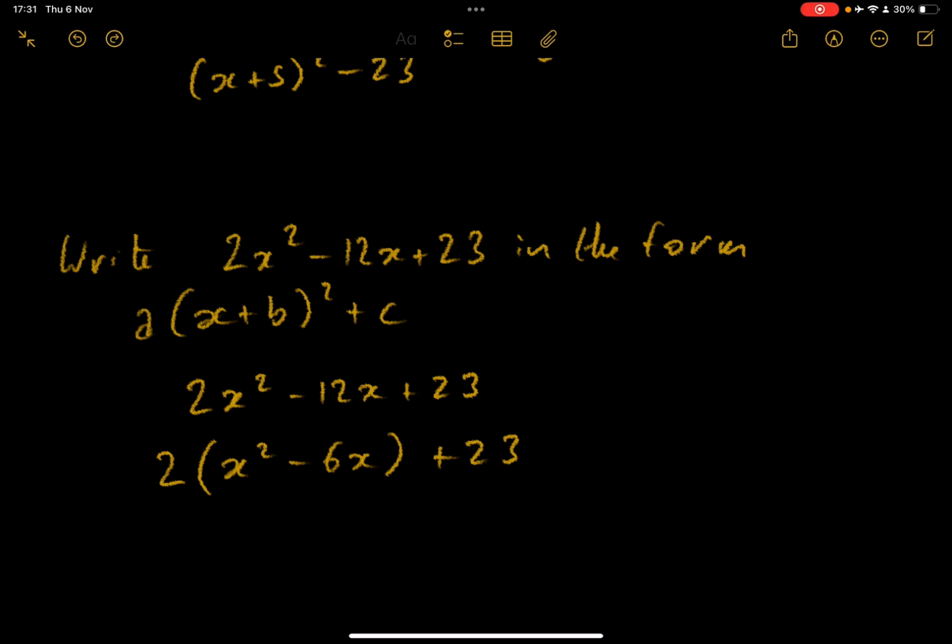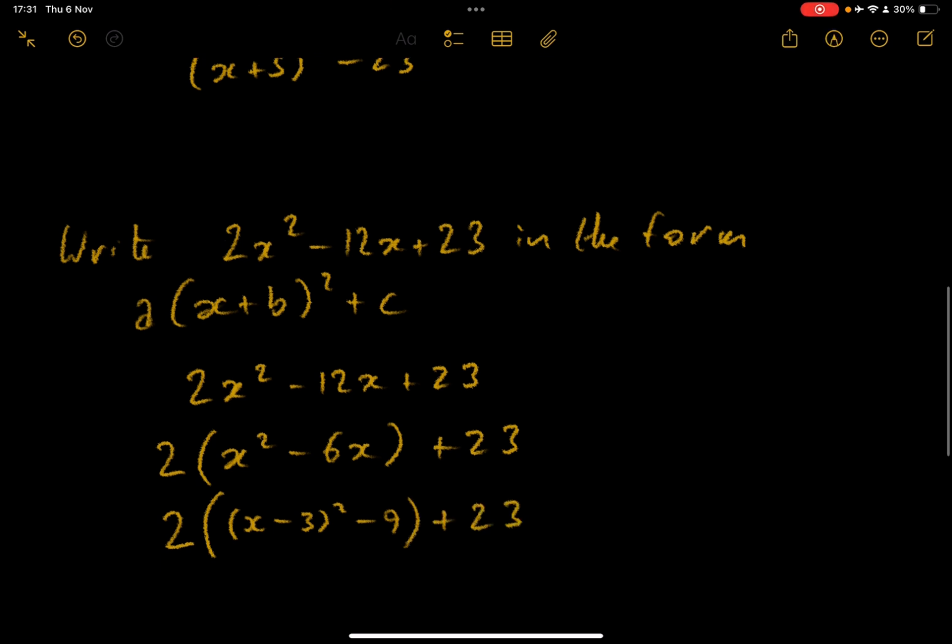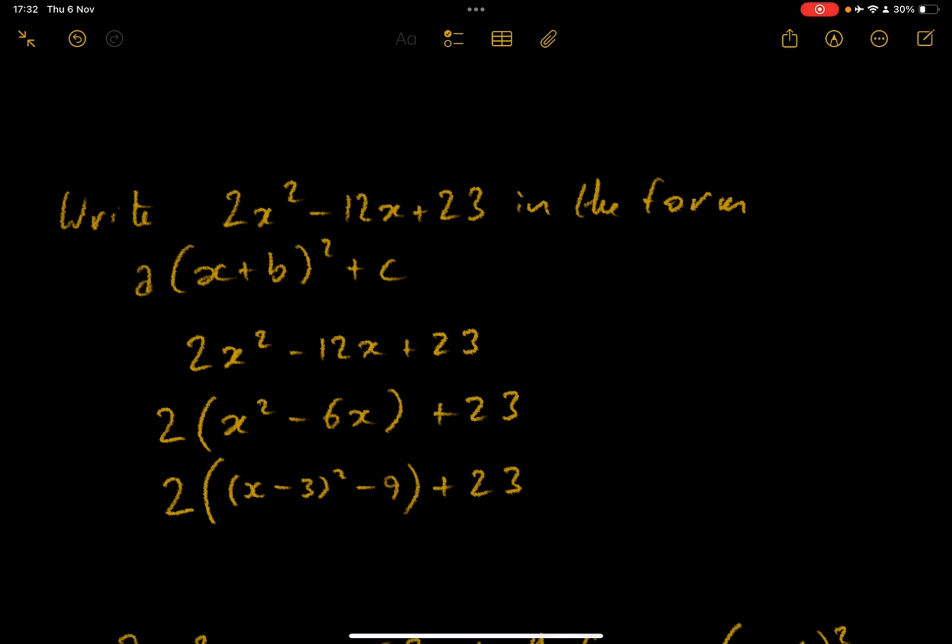So what I'm going to do, I'm going to follow my procedure, but I'm going to do it really step by step. So 2, and then a bracket here, because I'm completing the square for this one. So it's going to be x minus 3 squared. And remember, we've got to subtract the square of this term here. So it's going to be minus 9. You'll hopefully see why I've got the brackets in here still, because we need those. Plus 23.